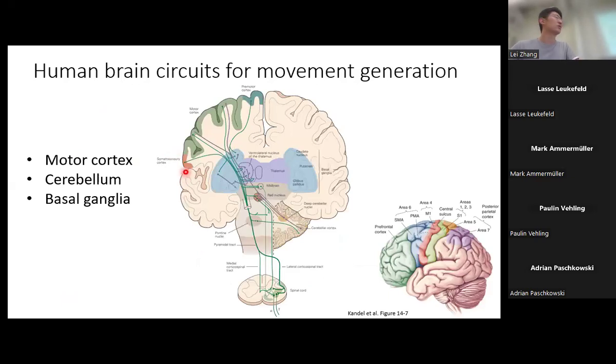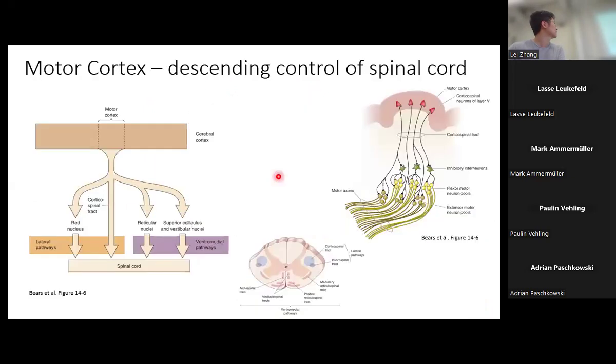Here I will talk about three major brain areas which are responsible for movement generation. First is the motor cortex, which is the surface of the folding of the brain, and also the cerebellum, which is located here, and the basal ganglia, which is located inside the brain. We will look at them individually. Of course, there are other brain areas like the thalamus, which is also important, and the brainstem, but we are not going into these. So let's start from the motor cortex.